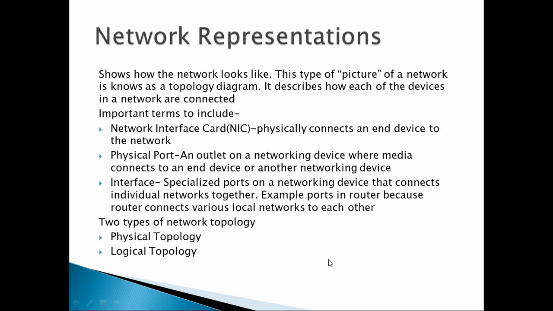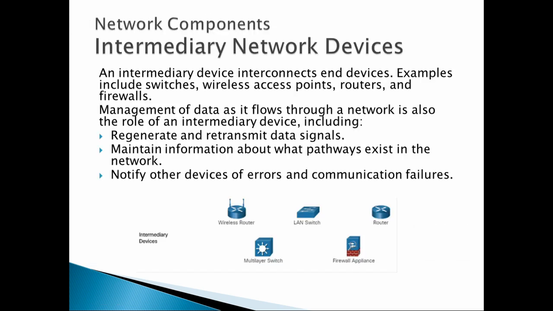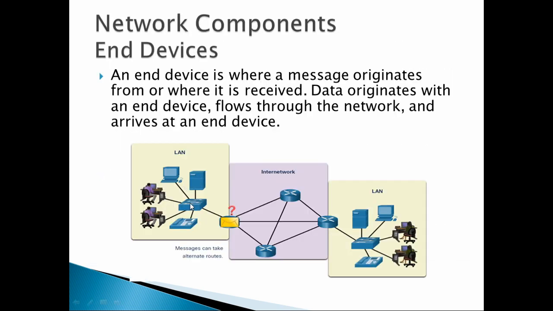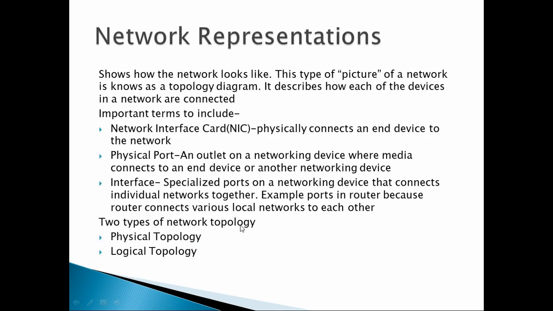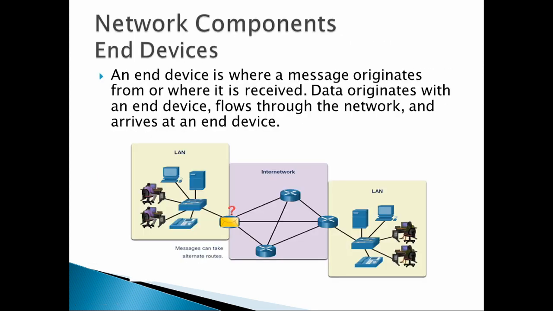Physical ports connect different devices within a network. For example, a switch has all these ports and they are all connected with all these devices. And we have the interface. It is a specialized port on a networking device that connects individual networks together. For example, a router connects various networks together. Like in this, it has two local networks, and this is the router which connects these two local networks. So the ports in this router are known as interfaces.